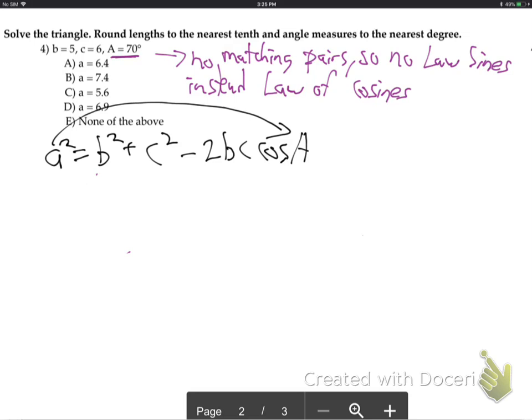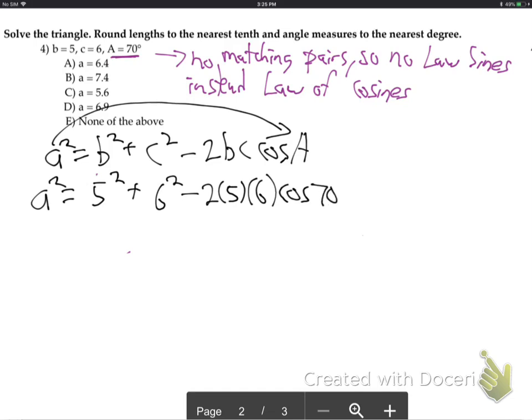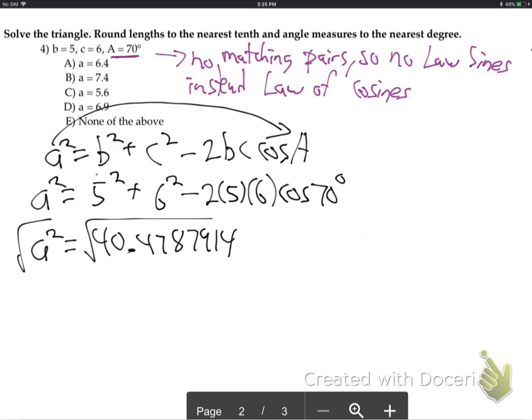So A squared is B squared, which is 5 squared, plus C squared, which is 6 squared, minus 2 times 5 times 6 times the cosine of the big A, 70 degrees. All right, let's hit the buttons on the calculator. I'm getting 40.4787914. Then root it.